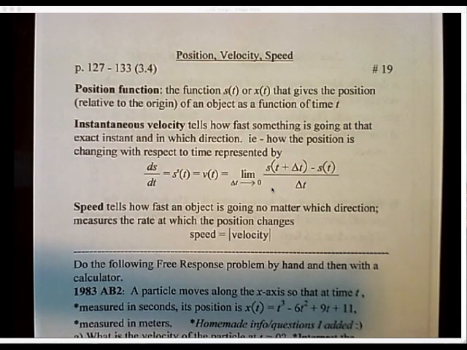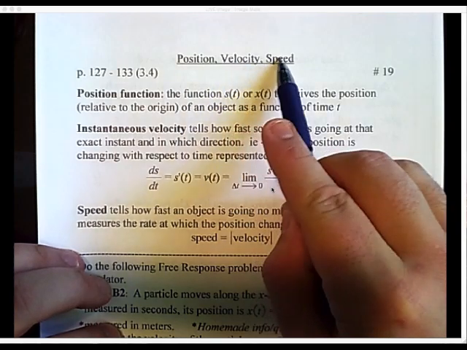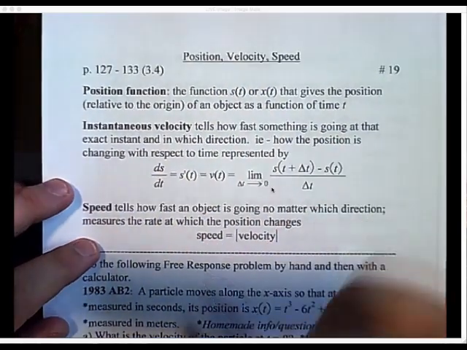All right, guys, this is note card 19. It's called Position, Velocity, and Speed. I'll read a couple of these things and I'll give you some general notes.